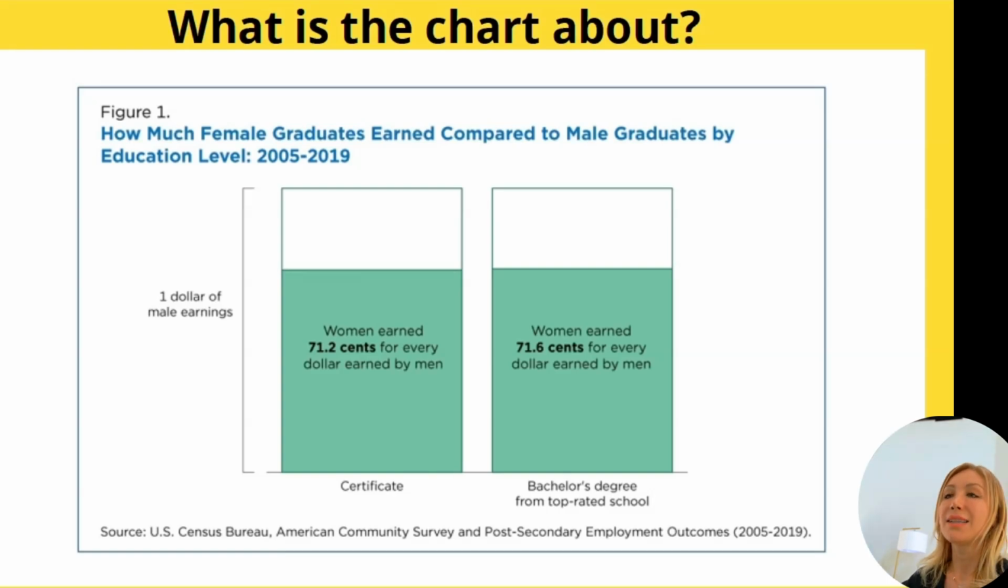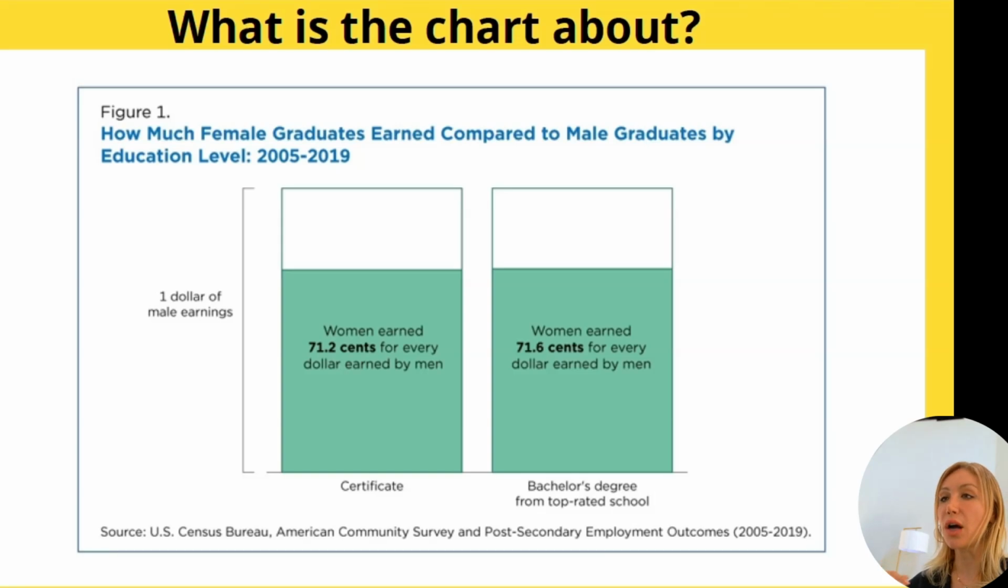Okay. Let's start by reading this chart without jumping into conclusions. So first of all, this is a bar plot. What bar plots are used for is comparing magnitudes across categories, showing differences between groups, and also highlighting relative size. So in this case, it's used to compare two categories. So what are the two categories? The earning gap due to gender by two education levels, the certificate and the bachelor's degree from top-rated schools. So this figure compares women's average earnings to men's average earnings between these years, 2005 and 2019, within the same education level.